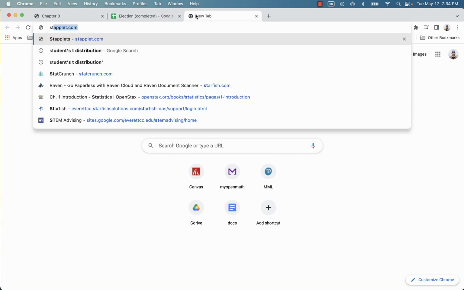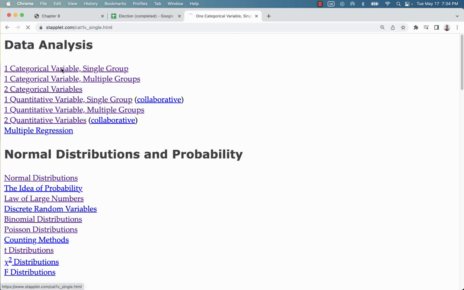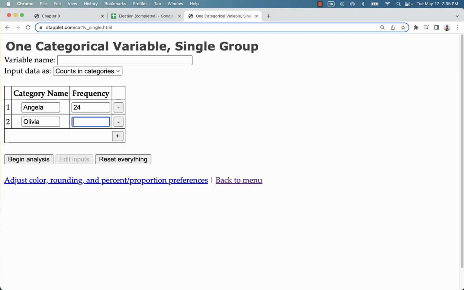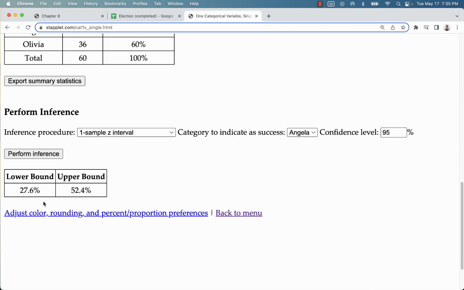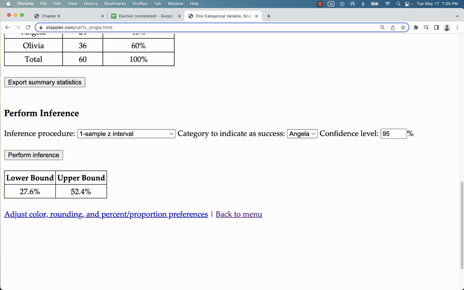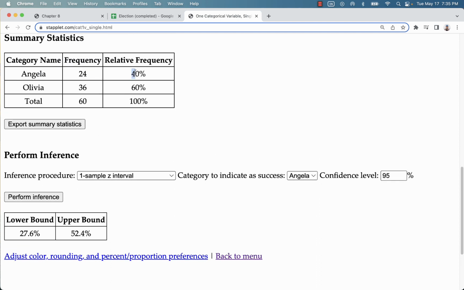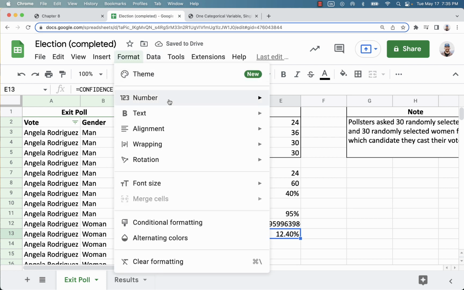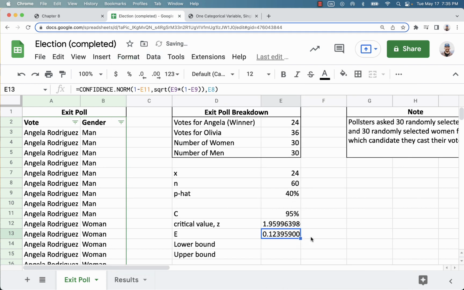We should see the same thing if we go to Statlet. We're going to look at a categorical variable. And I'll just do that real quick here. So here we see our margin of error is 12.4%. Plus 12.4% to get 52.4, or 40% minus 12.4% to get 27.6. That's the same 12.4% we see here. If you want to change it to a percent, you can, or you can go back to format, number, automatic, and change it back to a decimal.